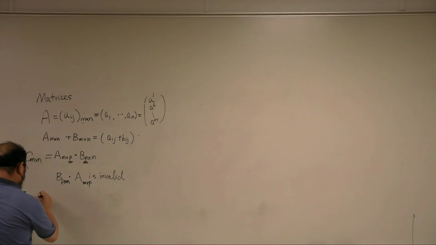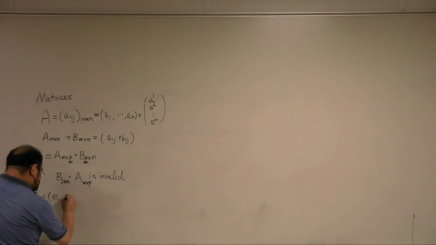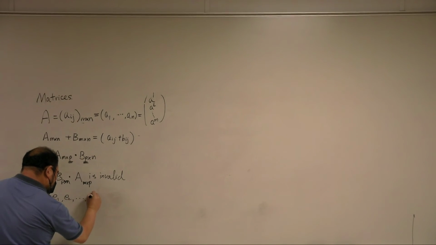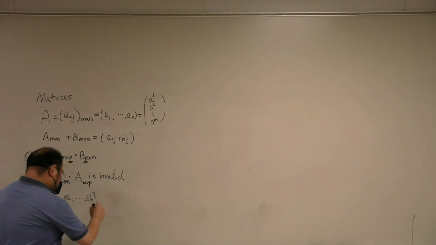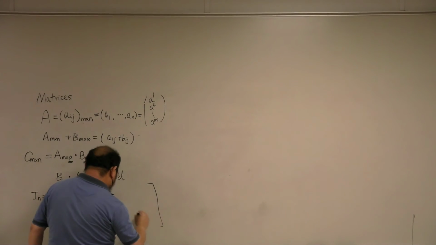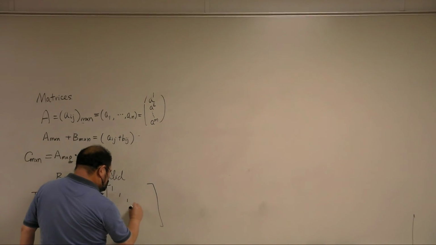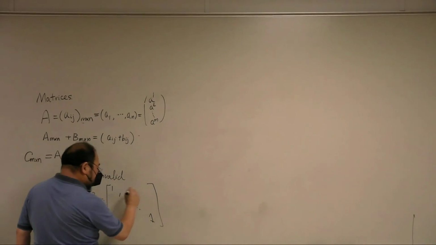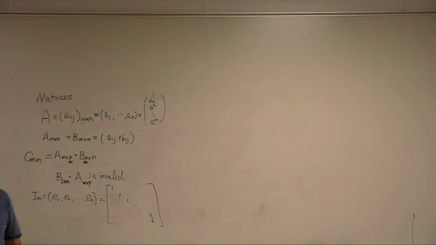And also, an identity matrix of N is composed of E1, E2, all the way to En, which means a square matrix with diagonal 1 and off-diagonal all 0. We call that the identity matrix. It's a composition of unit vectors.